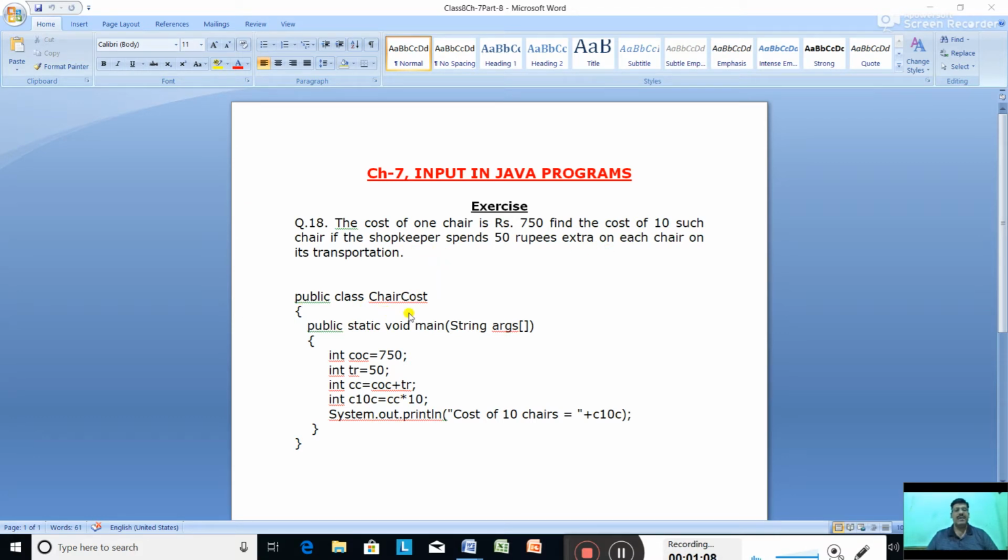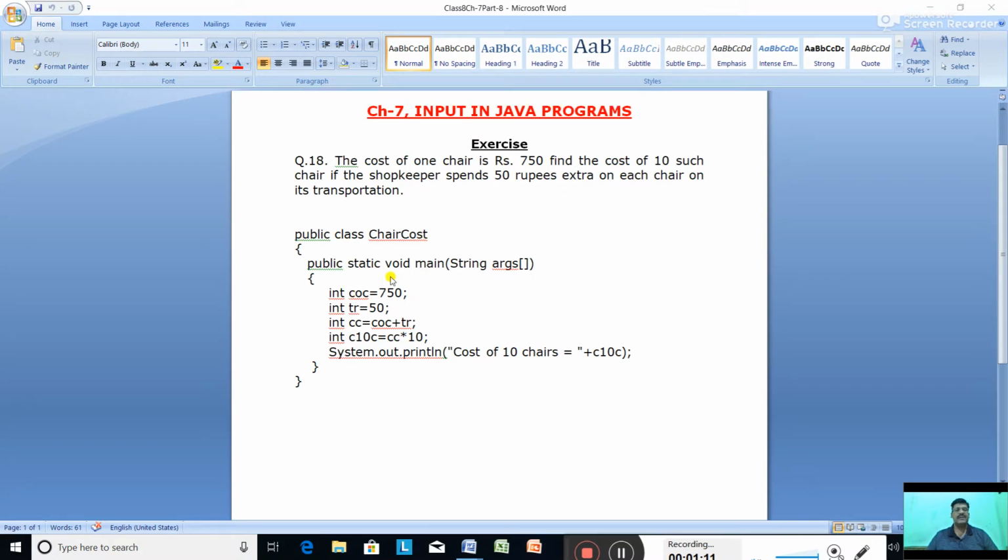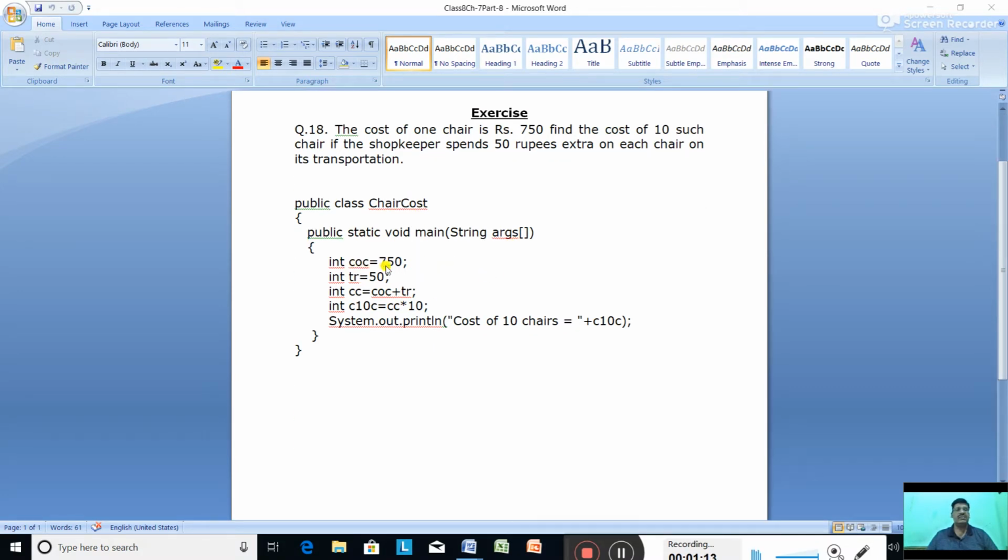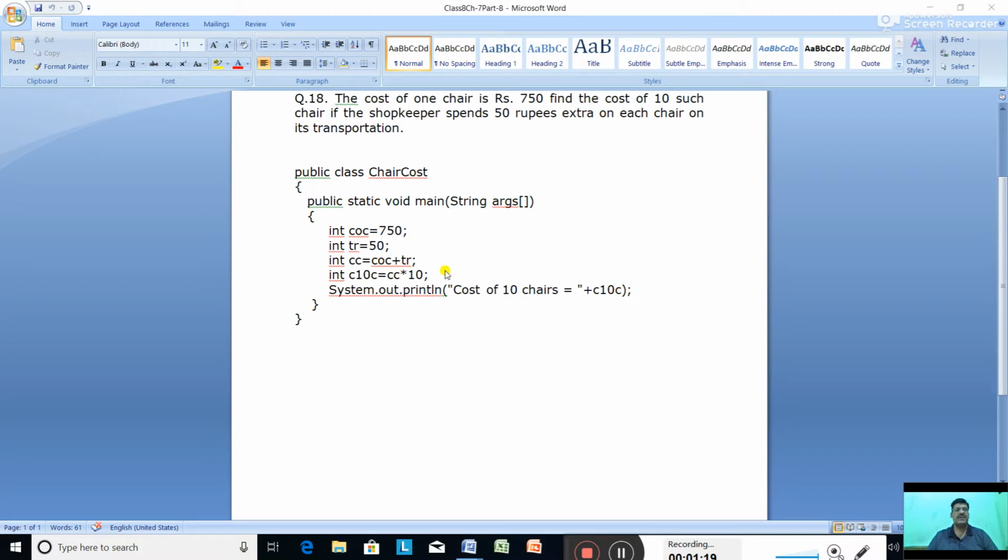See the program. Public class ChairCost, public static void main, int COC, cost of one chair, COC equal to 750, int TR for transportation equal to 50 rupees. So int cost of chair will become the actual cost of chair, COC means 750 plus TR means 50, 800. Now int C10C means cost of 10 chairs will be cost of one chair, 800, into 10, which becomes 8000. So that will be the cost of 10 chairs.